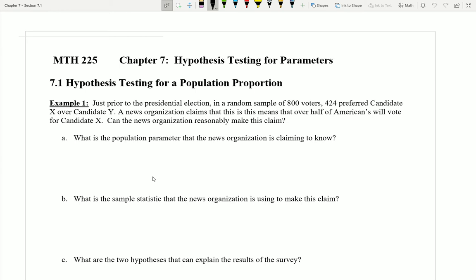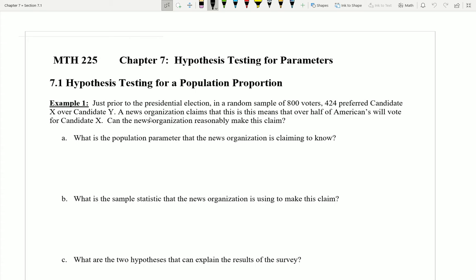So we're going to try to get a sense of what sorts of questions we're going to be asking and how we're going to make use of some of the things that we had just previously ended talking about in Chapter 6. Let's go ahead and jump in here by taking a look at our first example. Just prior to the presidential election, in a random sample of 800 voters, 424 preferred candidate X over candidate Y. A news organization claims that this means that over half of Americans will vote for candidate X.